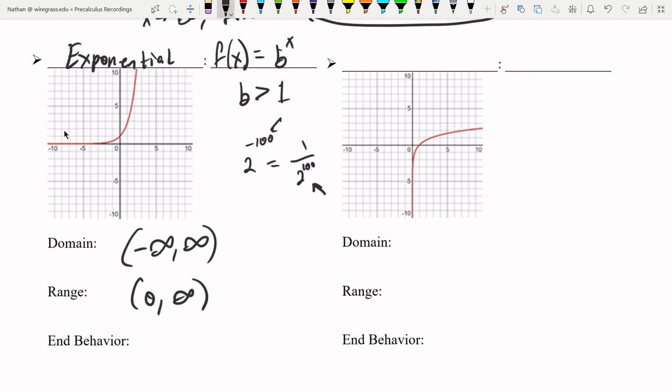And the end behavior, of course, this is just flatlining to 0. So as x goes to negative infinity, f of x goes to 0. On this side, it goes up to positive infinity.